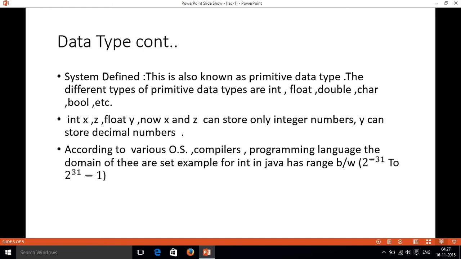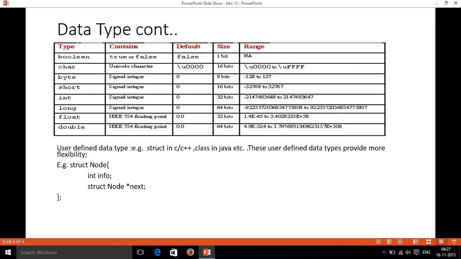For example, the int data type has 4 bytes to store the data in the Java, and it ranges between 2 raised to the minus 31 to 2 raised to the 31 minus 1. The chart is there for the different data types to show their ranges.